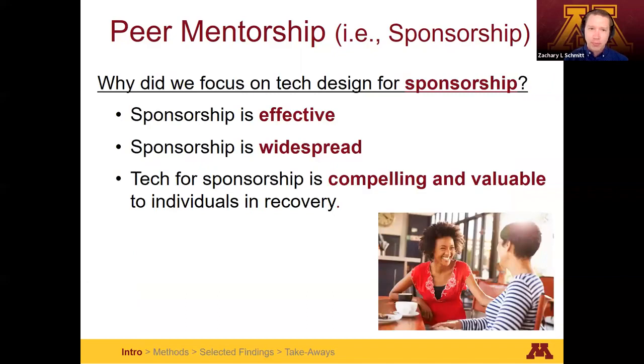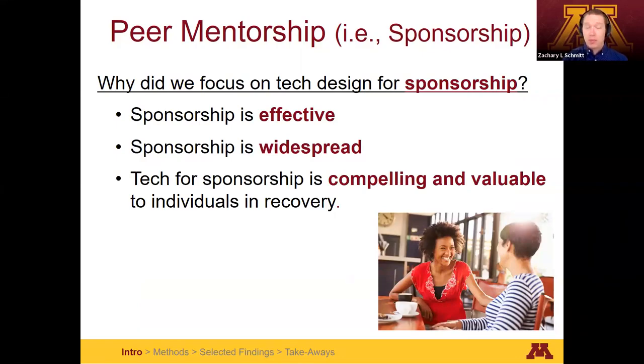So we decided to focus our research on peer sponsorship for a number of reasons. First, previous empirical research has demonstrated its efficacy. For example, research shows that individuals who acquire a sponsor early in their recovery fare significantly better than those who acquire a sponsor later in their recovery. Second, sponsorship is very widespread. Thus, any positive impact we can have in this space will reach a very wide audience.